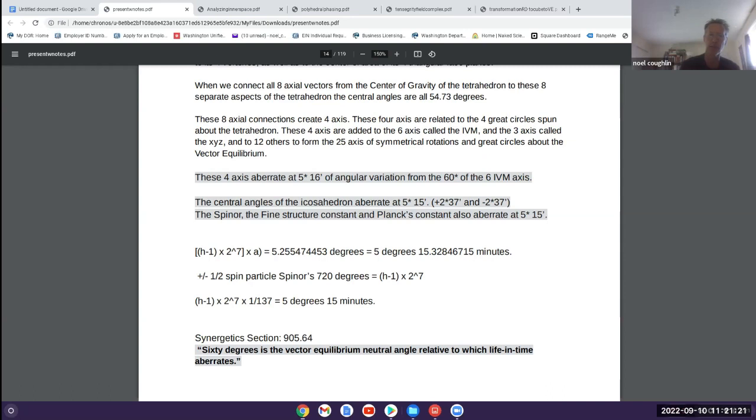These 4 axes are added to the 6 axes called the isotropic vector matrix, and the 3 axes that man calls XYZ, and the 12 others to form the 25 axes of symmetrical rotations and great circles about the vector equilibrium. These 4 axes aberrate at 5 degrees 16 minutes of angular variation from the 60 degrees of the 6 isotropic vector matrices. Okay, the 4 axes are 5 degrees 16 off of the 6 axes.